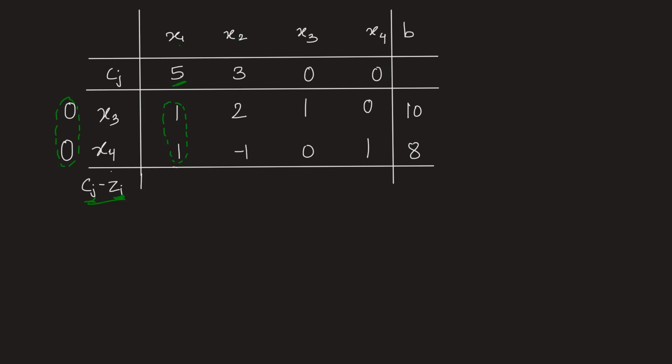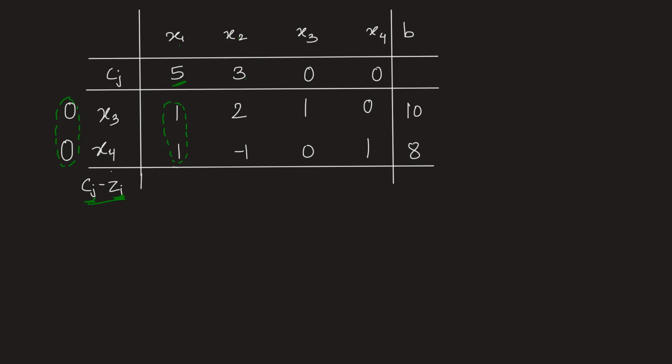So x1, x2 are the non-basic variables which have the coefficients 5 and 3. So C1 for x1 is 5, C2 which is for x2 is 3, C3 which is for x3 is 0 and similarly C4 which is for x4 is 0. And Z1, Z2, Z3, Z4 are the corresponding values of these dot products which we take here now.